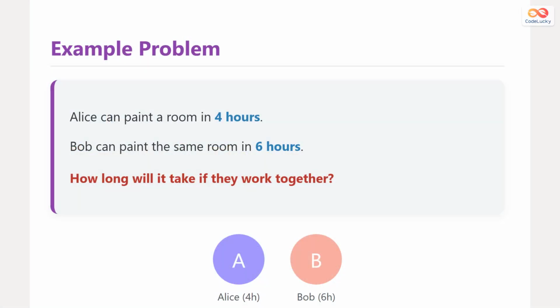Let us try a classic example. Alice can paint a room in 4 hours. Bob is a bit slower. He takes 6 hours to paint the same room. The question is, if they both start painting at the same time, how long will it take to finish the room?